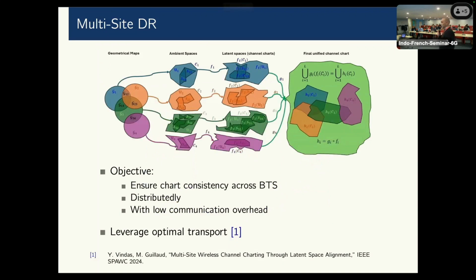And of course, you don't want to do this with only two base stations. You want to do this with an arbitrary number of base stations, and then you may get something like this. I'm not going to explain all these sets, but this is what you need to do if you want to generalize this to more than two base stations, and try to align all these channel charts.